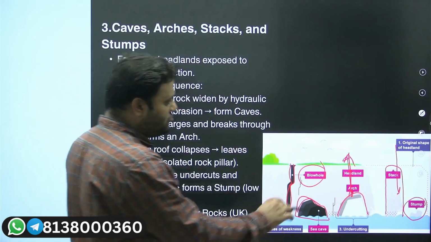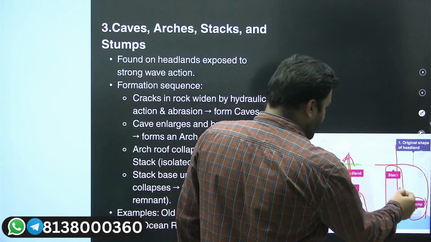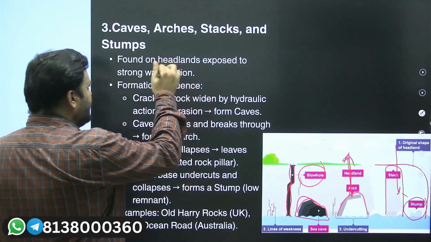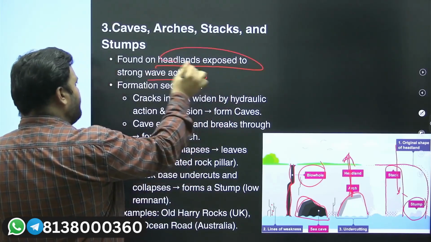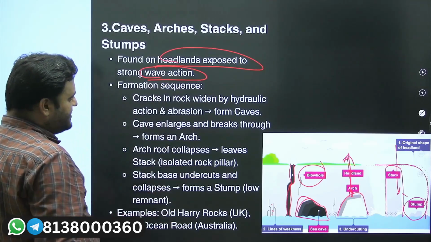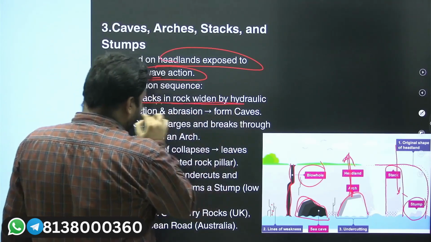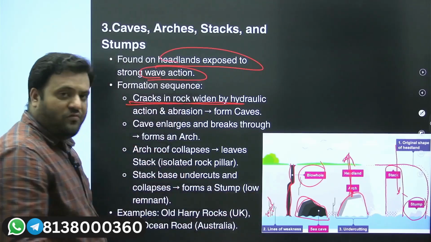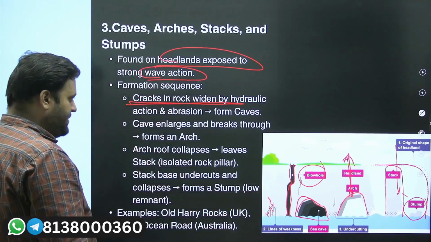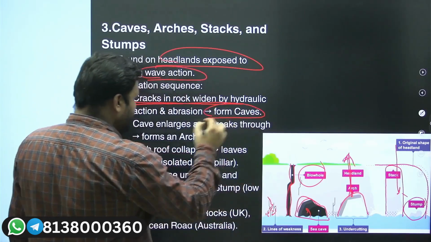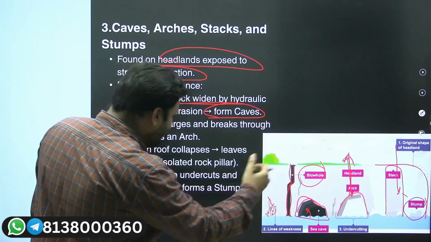And this used to be the original part of the headland, and we have these topographical features because of these processes. So what we can say is, headlands that are exposed are subjected to intense wave action. As a result, cracks in rocks will be widened because of hydraulic action. I hope you remember we discussed the same in the fluvial landforms. Abrasion will be there. Abrasion will form sea caves, and the cave will further enlarge.